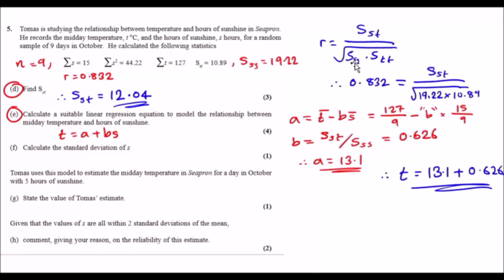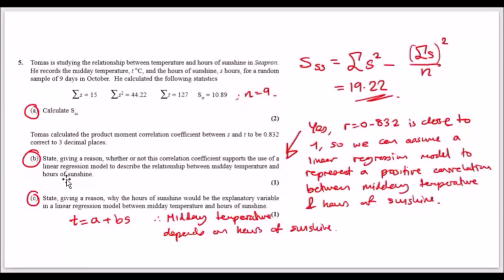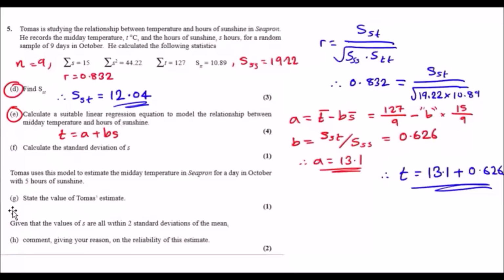We have SSS, we plug it there. We have STT from the previous question, which I did not put down, but it's here. And we have the correlation from part B. So yeah, 0.832. So we plug it in over there. Then you just make SST the subject and you should get 12.04.